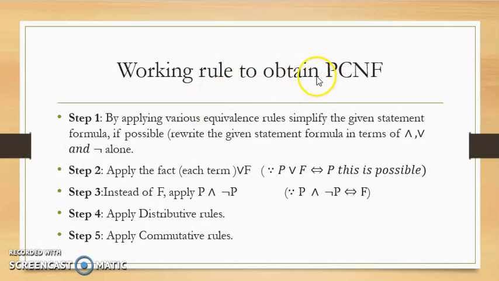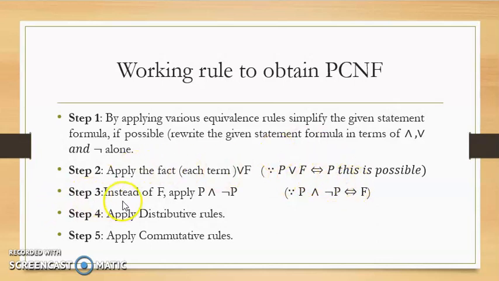Working rule to obtain PCNF. By step 1, the given formula we have to simplify with the equivalence rules, and we should rewrite the given statement formula with the help of and, or, and not alone. This is the first step. In second step, we should apply the fact that P or F is equivalent to P. So using this, each term, we take each term with an or F, and we substitute P or F is equivalent to P.